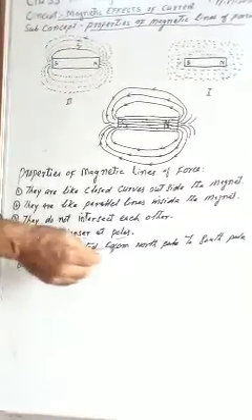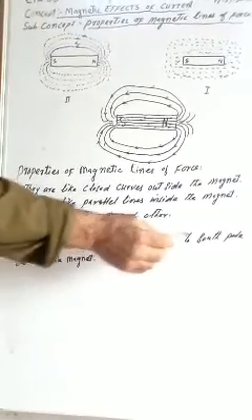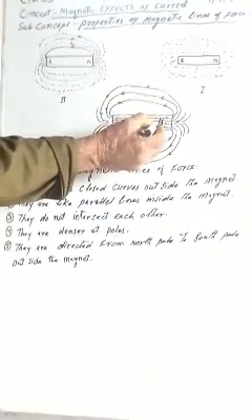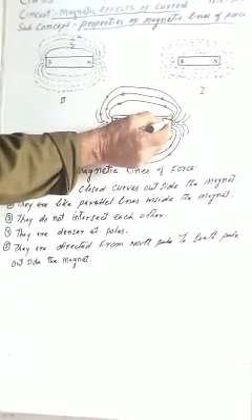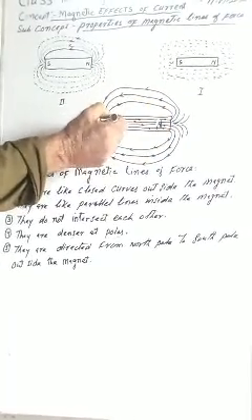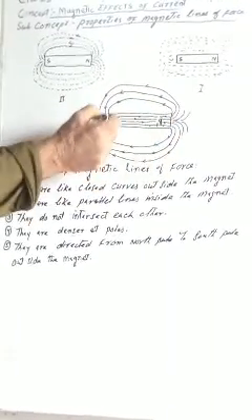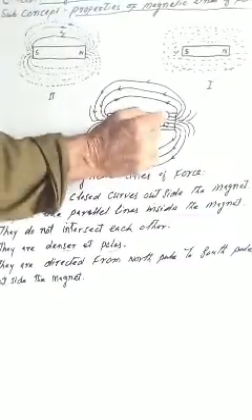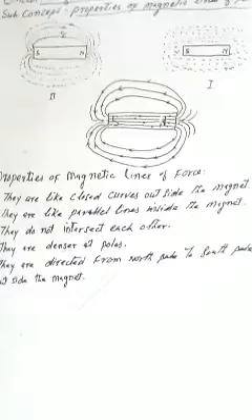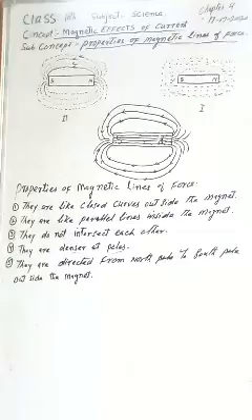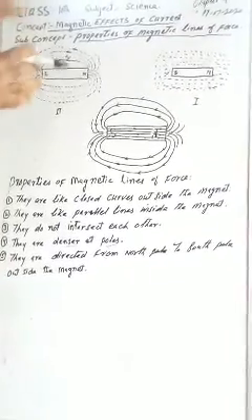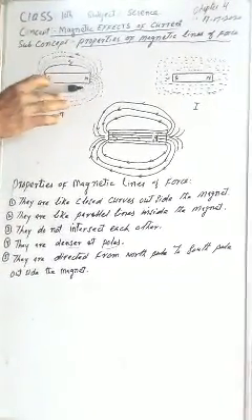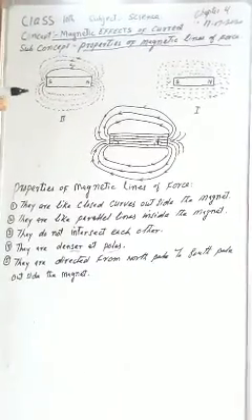They are directed from north pole to south pole outside the magnet. Here this is north pole, their direction outside the magnet is from north to south, this way, and inside the magnet their direction is from south to north. Here a question arises: why do any two magnetic lines of force around a bar magnet not intersect each other?